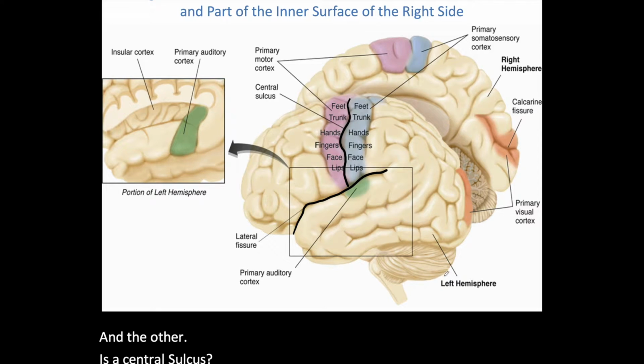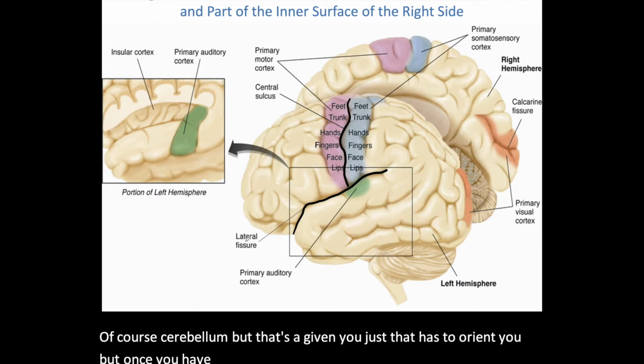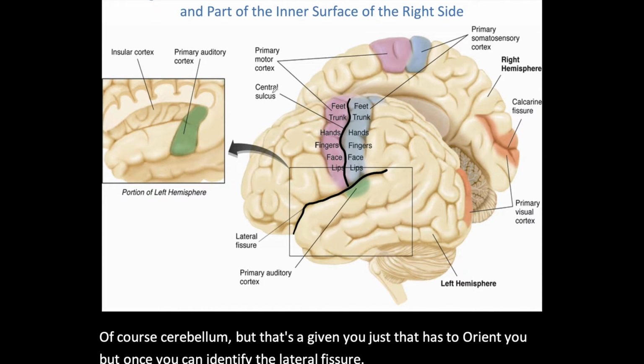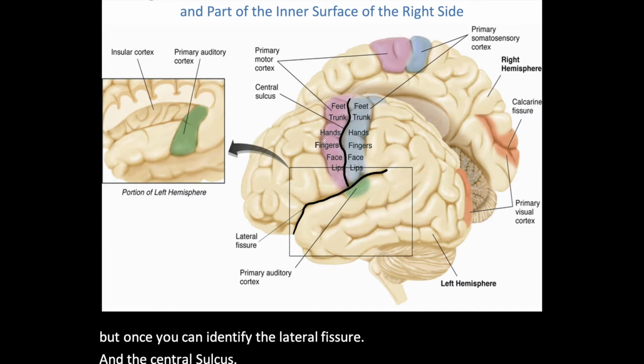Of course, cerebellum, but that's a given. That has to orient you. But once you can identify the lateral fissure and the central sulcus, you can basically figure out where you are.